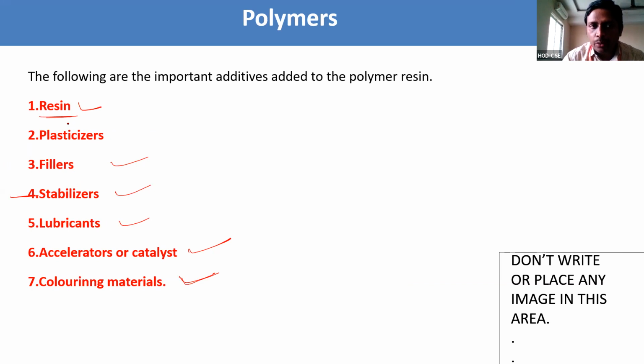In order to get the plastic in a desired form, we need to add these chemical additives to the plastic. The important additives added to polymer resin are resin, first one, plasticizers, fillers, stabilizers, lubricants, catalysts or accelerators, and coloring material. The last one is coloring material. In order to make the proper desired form of the plastic, we need to add all these additives to the polymer resin.